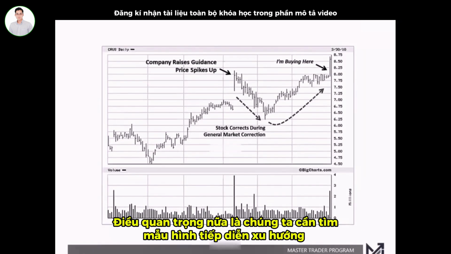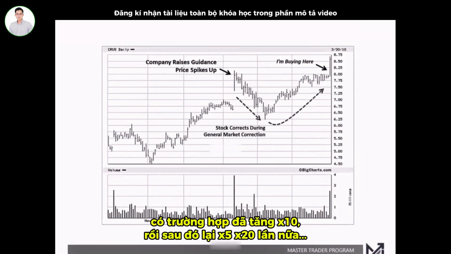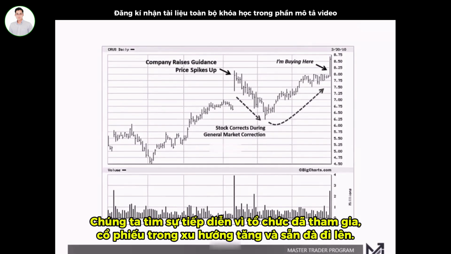Yeah, and I think it's important to point out again that we're looking for continuation patterns. We're looking for a continuation of an already existing trend. Some people find that strange, that we want to buy a stock that's already up 300 or 400%. Or in some cases, I bought stocks that are up tenfold, and then they went up fivefold from there or 20-fold from there. So we're looking for a continuation because we want to see that institutions are already in the name, it's in an uptrend, and we've got that inertia.